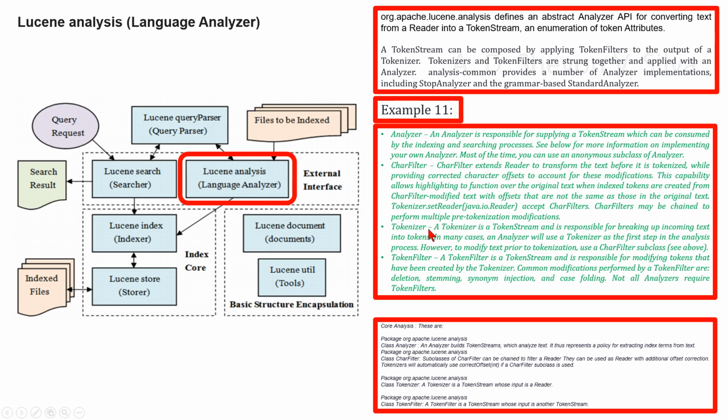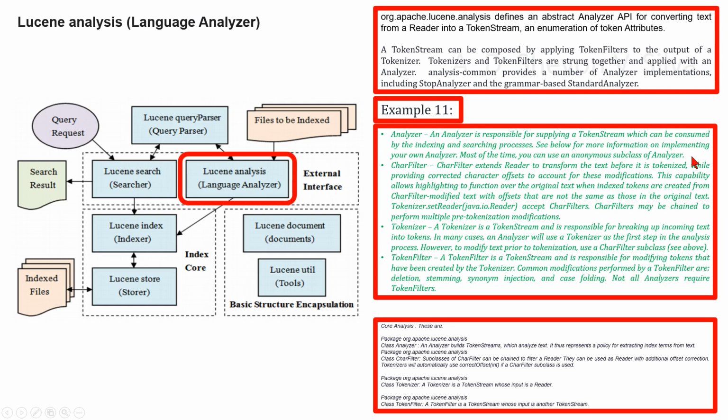Class Tokenizer in package org.apache.lucene.analysis: a tokenizer is a token stream whose input is a reader. Class TokenFilter in package org.apache.lucene.analysis: a token filter is a token stream whose input is another token stream. The analysis package provides a mechanism to convert strings and readers into tokens that can be indexed by Lucene. There are 4 main classes in the package from which all analysis processes are derived. These are Analyzer. An analyzer is responsible for supplying a token stream which can be consumed by indexing and searching processes.